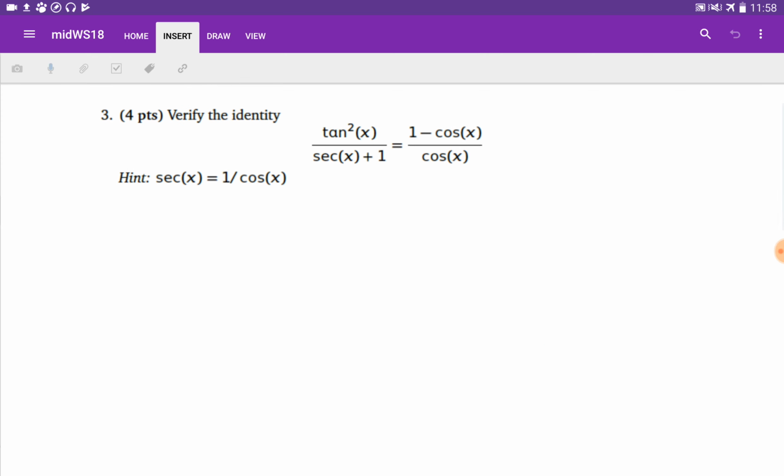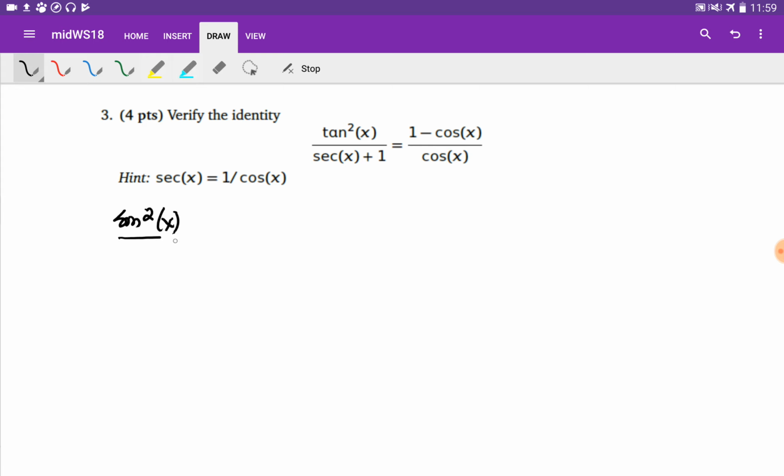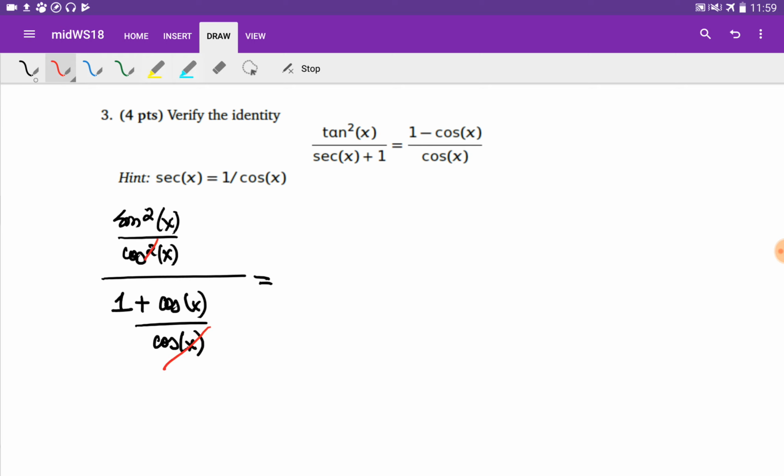Problem 2.3 is we need to verify this identity. We can start from the left and try to show that this is the same as the right-hand side. The tangent square of x can be written as sine square of x divided by cosine square of x, and the secant is 1 over cosine. If we give the common denominator, it's going to be 1 plus cosine of x divided by cosine of x. At the same time, I can cancel one of the terms here, and what we have here is sine square of x. This term is going to go down here, and we can write this as 1 plus cosine of x multiplied by cosine of x.